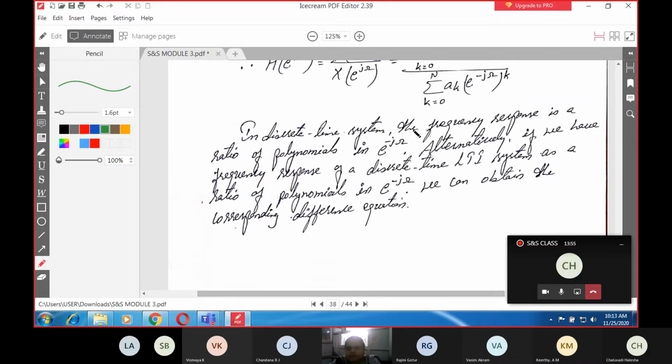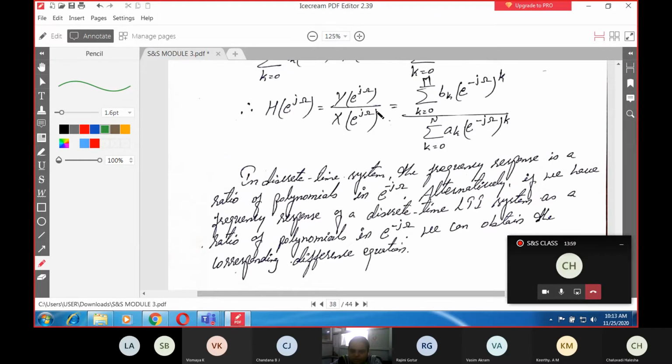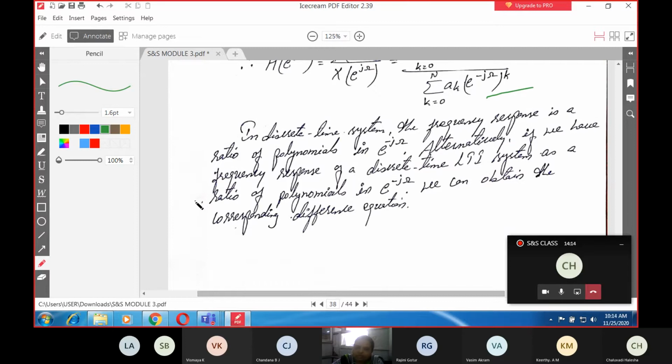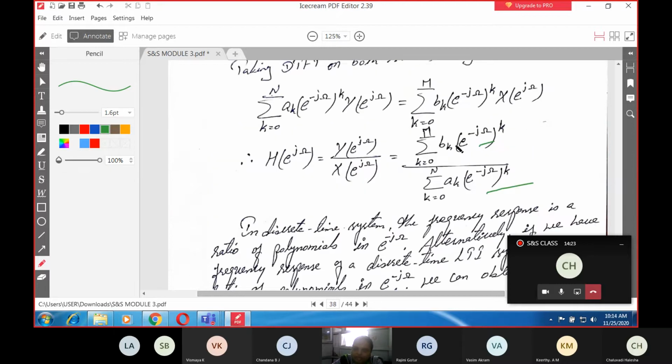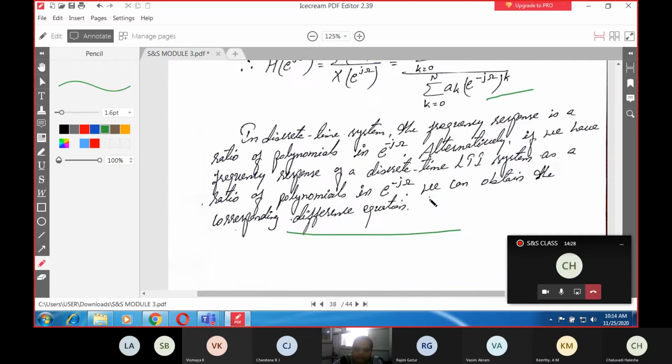For the discrete time system, the frequency response is the ratio of polynomials in terms of e raised to minus j omega. Alternatively, if we have a frequency response of a discrete time LTI system as the ratio of polynomials in e raised to minus j omega, we can obtain the corresponding difference equation. In the previous way, it is in terms of j omega, right?